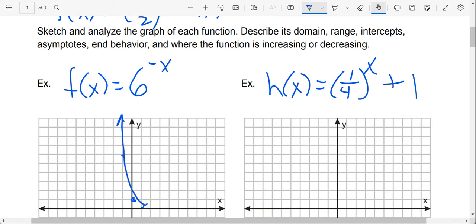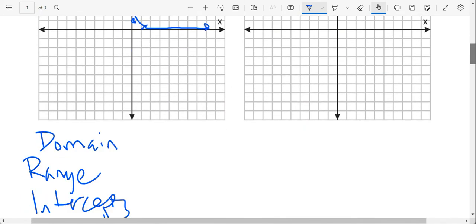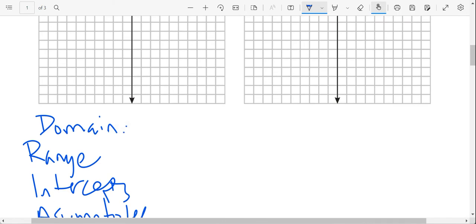And as you can tell, if you picked other positive values of x, it's going to keep getting smaller and smaller fractions, but never touch the x-axis. Let's talk about it here. So I asked about the domain. What's your domain? You can put anything you want in for x. What's your range? It can't be below 0, right? It can't be equal to 0, too. So it'd be 0 to infinity.